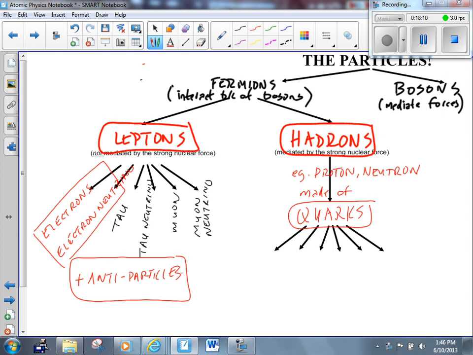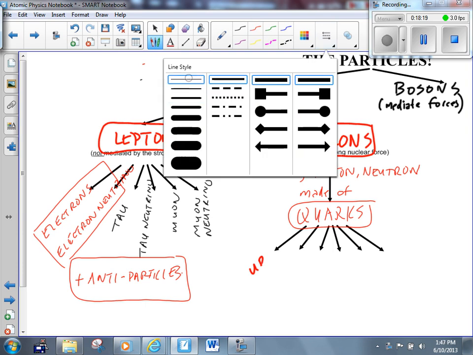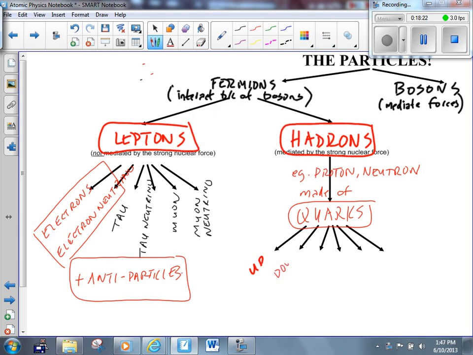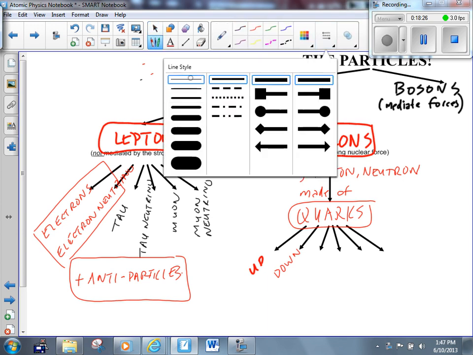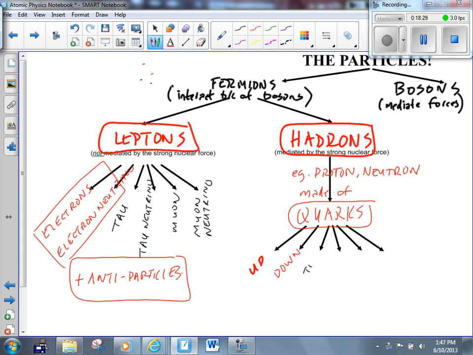There are 6 types of quarks, 2 of which we need to know. Whoops, that's not the one I want. There's the up quark, and there's the down quark. There's also the top quark and the bottom quark. There's also, and this is the weird one, the charm quark and the strange quark.